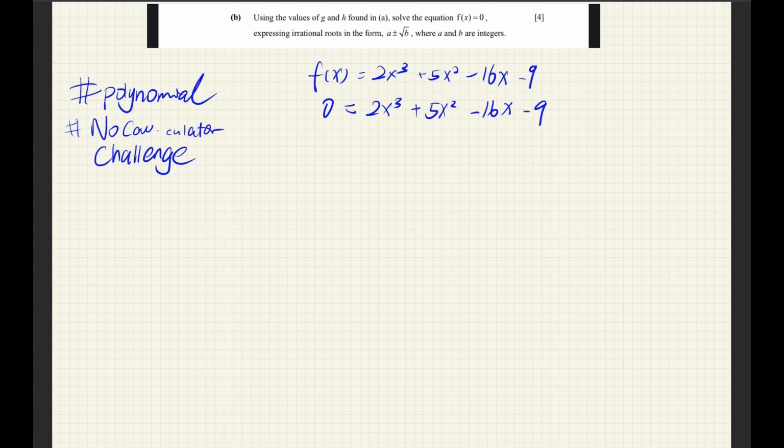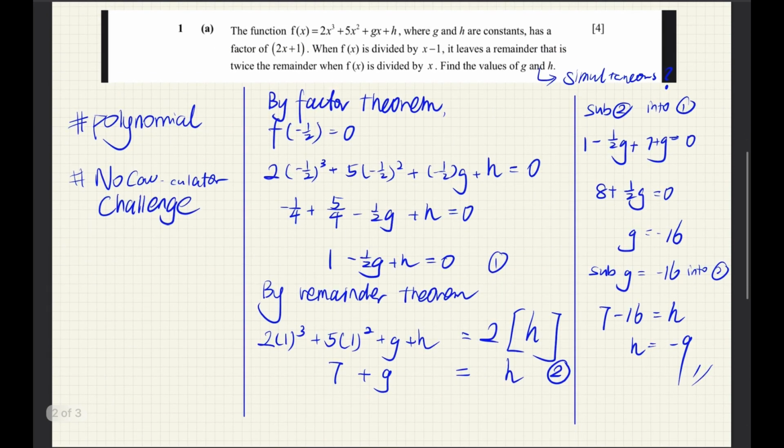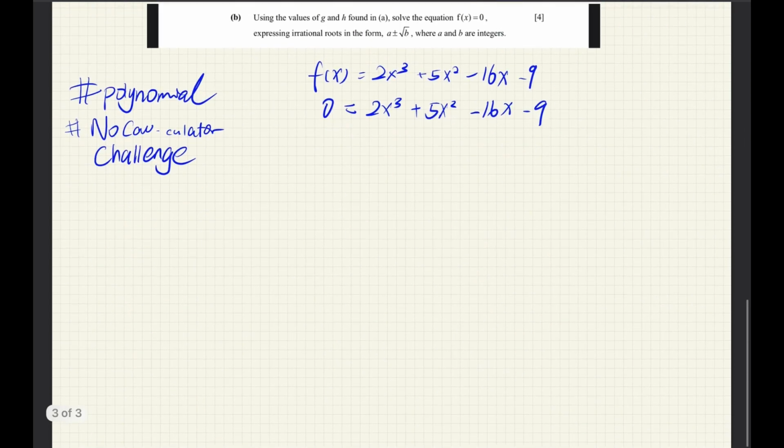So how are we going to approach this question? By right, when we have a cubic equation, the first step is to find its factor. Now, go back to question part A. We already know this has a factor of 2x plus 1, therefore we can directly use it. So the next step is to perform a factorization to find out exactly what the quadratic factor of this cubic equation is.